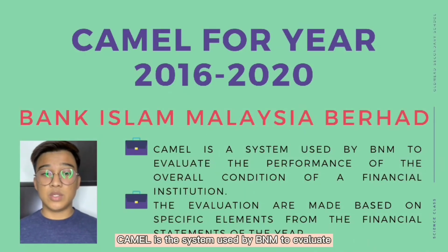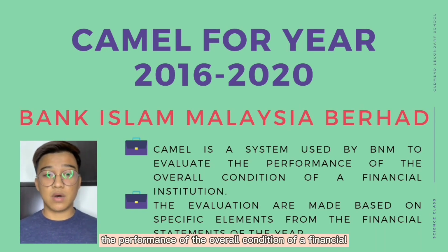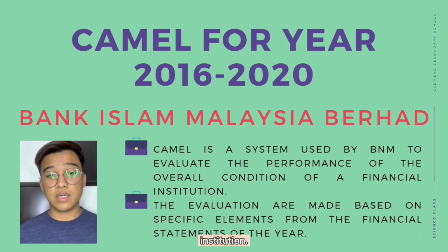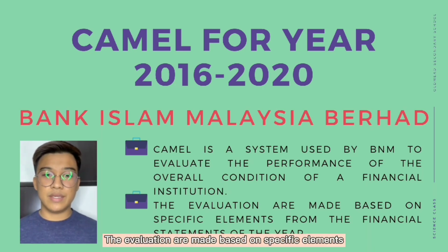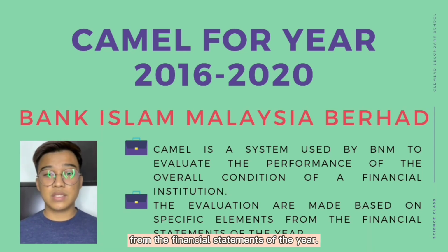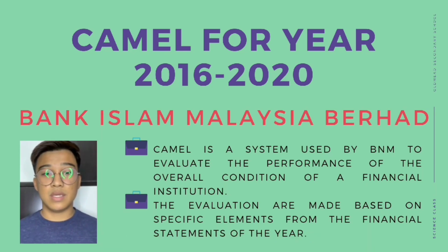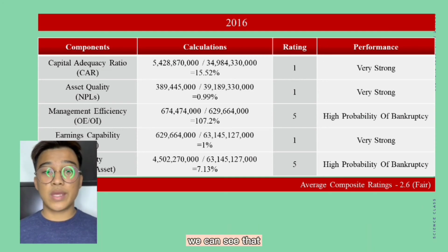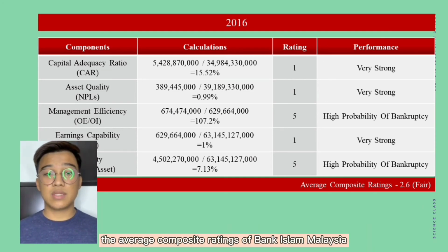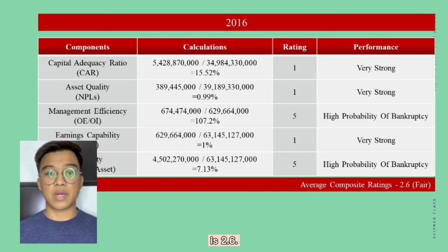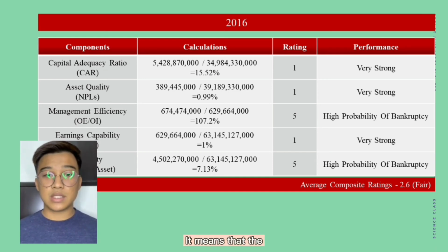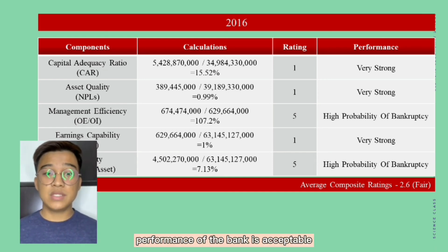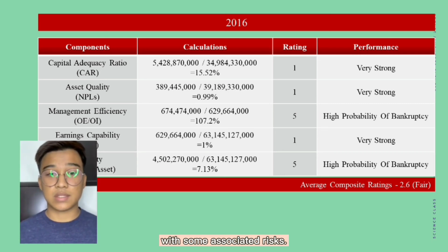CAMEL is a system used by BNM to evaluate the performance of the overall condition of a financial institution. The evaluations are made based on specific elements from the financial statements of the year. In year 2016, we can see that the average composite rating of Bank Islam Malaysia Berhad is 2.6. This means that the performance of the bank is acceptable with some associated risks.